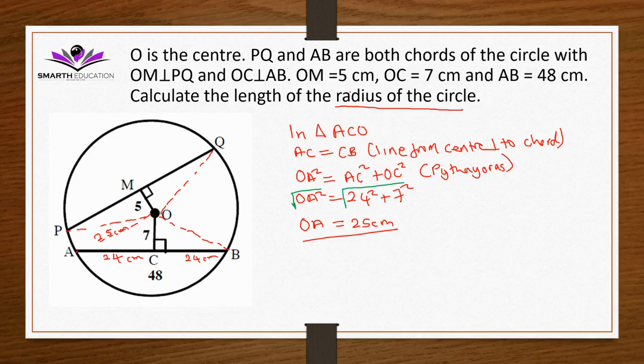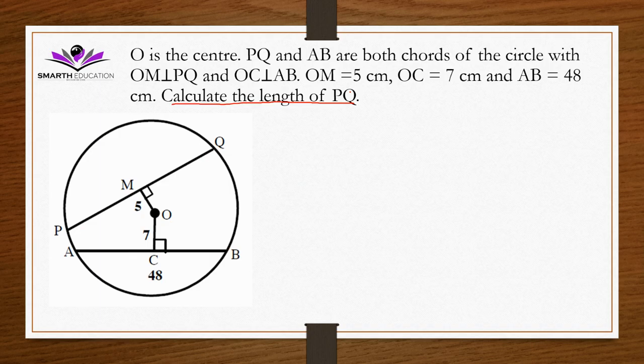We did part A up to here. If maybe you're joining us just for part two, you may see that we found our OA to be equal to 25 centimeters. You can pause the video here and try to see how we calculated our OA, which is the radius. OA, OP, OQ, OB are all the radii of what? Of this circle. Right. Now, O is the center.